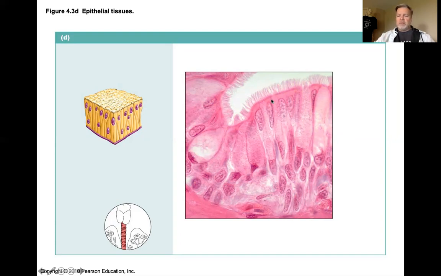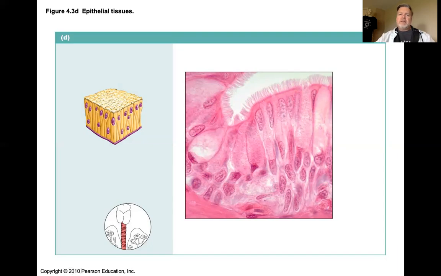Pseudo means false, so false stratified. It looks like there's layers because look at this picture. That's a nuclei, and that's a nuclei, and that's a nuclei. So it looks like you have all these nuclei in different layers. But here's what's happening. These cells are actually all connected to the same basement membrane down here, this basal layer. So even though they look like they're stacked on top of each other, they're not.